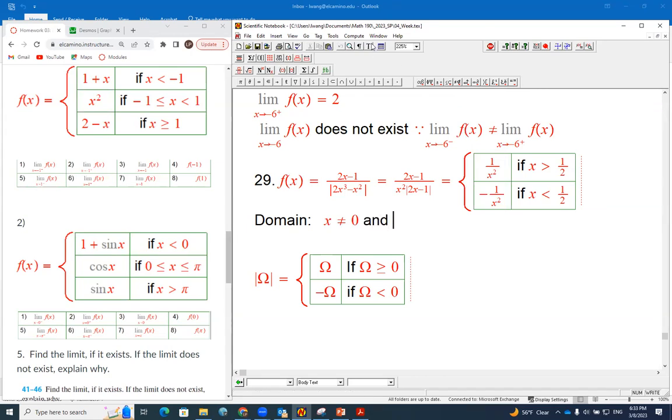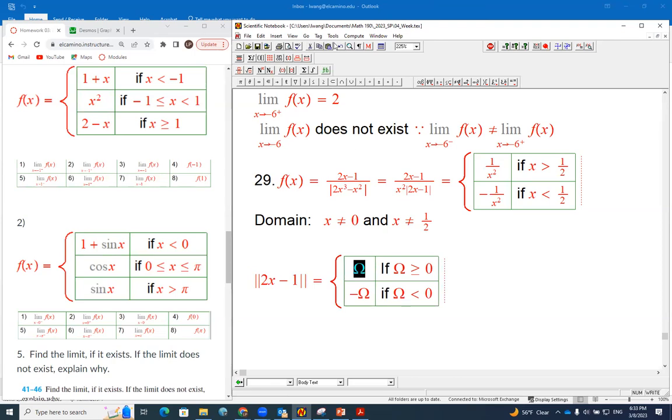And x cannot be 1/2. If you set 2x minus 1 equals 0, then x cannot be 1/2. It's an and relationship, not or. And then we're going to go ahead and take care of the absolute value of 2x minus 1. So this turns into 2x minus 1. I'm sure you guys got the hang of it. Oh, wait. What am I doing here?